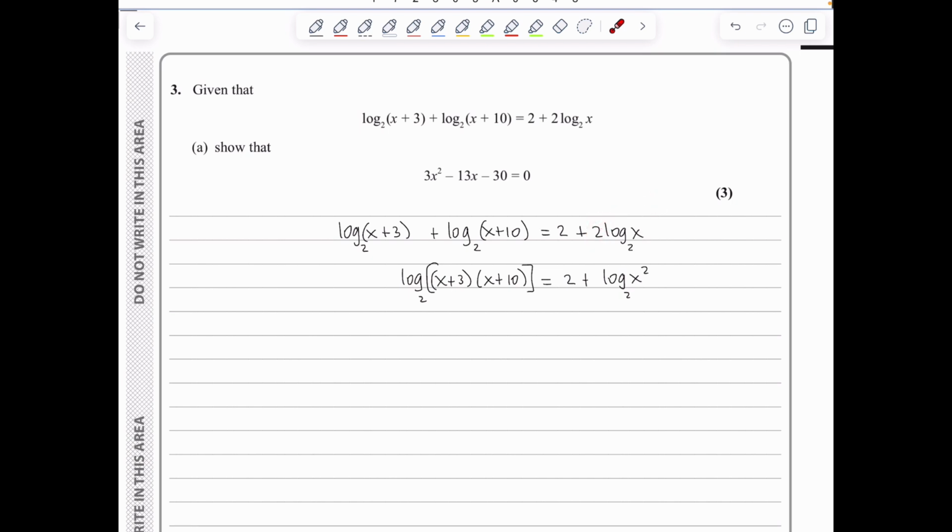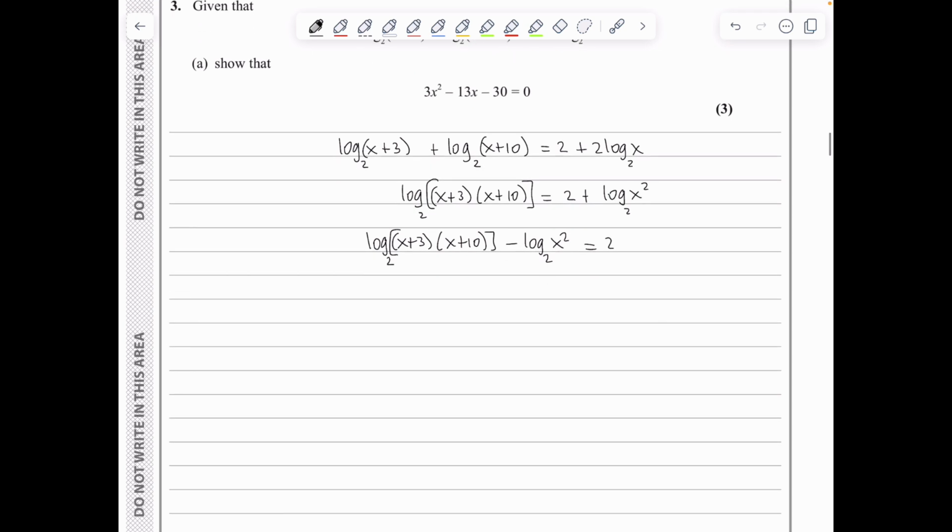So I will collect all the logs on the left-hand side to get log of x plus 3 times x plus 10 base 2 minus log of x squared base 2 is equal to 2. And then I can combine the left-hand side into a single logarithm. We've got log of x plus 3 times x plus 10 over x squared and everything base 2 is equal to 2, which means that x plus 3 times x plus 10 over x squared is equal to 2 to the power of 2.